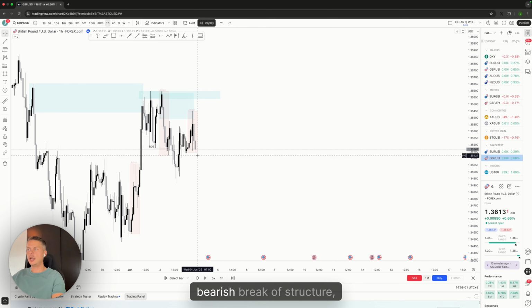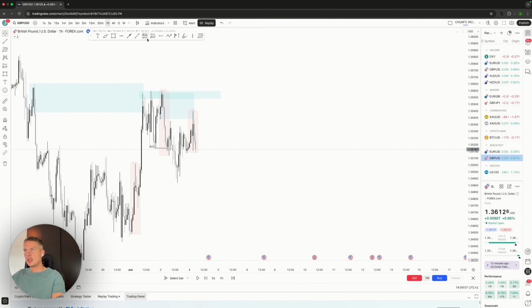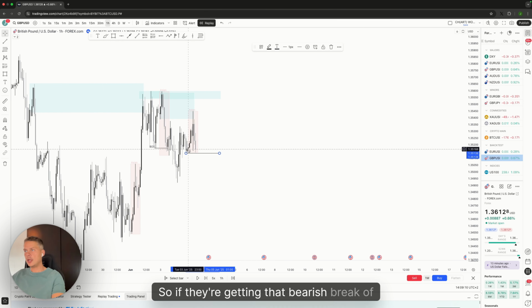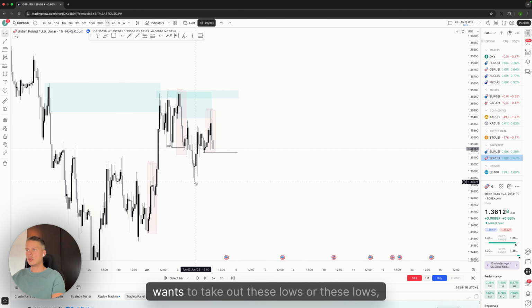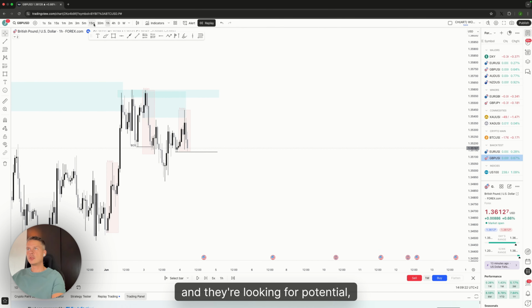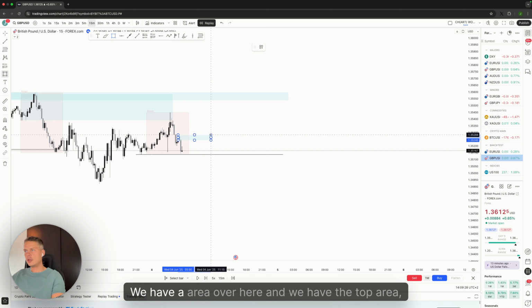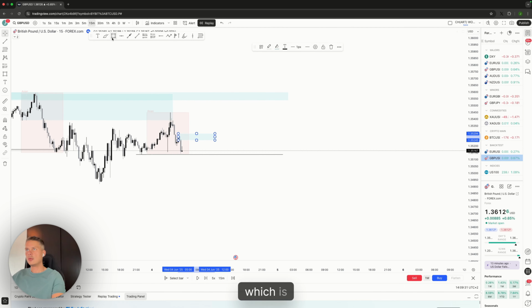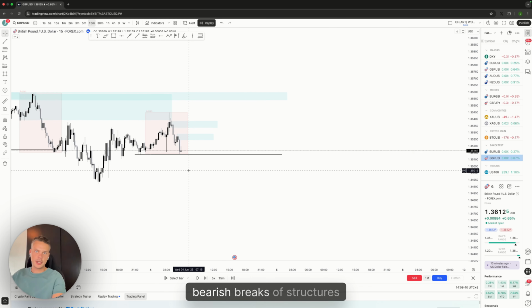Well, they're looking for a bearish break of structure, an internal bearish break of structure in this case, over here. So if they're getting that bearish break of structure over here, now they're getting the confirmation that price wants to go lower, wants to take out these lows or these lows. I don't know what their targets will be. And they're looking for potential supply zones in this little range. Well, we do have a few. We have an area over here, and we have the top area, which is over here. So when we break bearish market structure, these are the areas they are going to look for bearish breaks of structure to give their confirmation to go short.